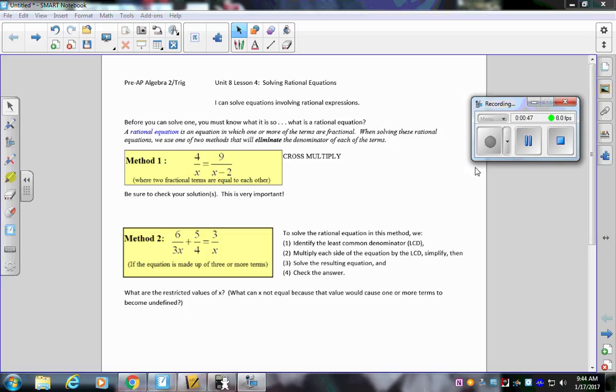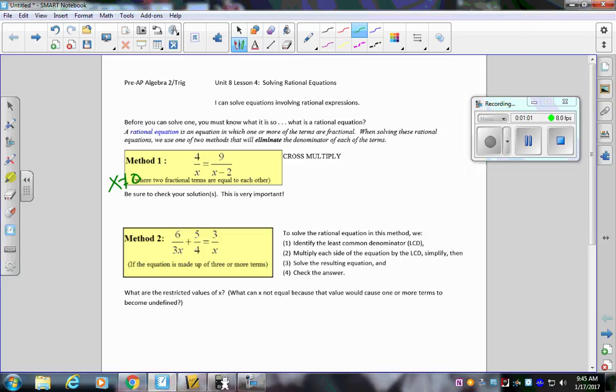So if we look at example number one, first, as always, it's important to set our restrictions because they really do come into play here a lot because we are solving for x. So if we solve and get a value that is a restriction, we have to reject that as an answer. So x cannot equal 0 or positive 2. All right, 0 because of this x and positive 2 because of that x.